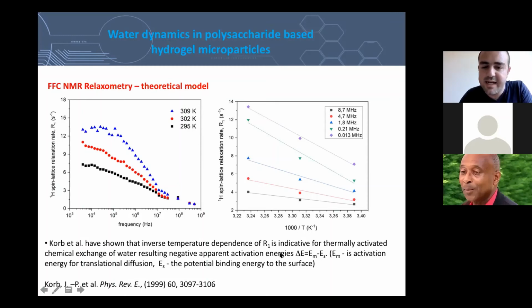And so these negative activation energies can be explained with this expression, where delta A is the AM minus the AS, and here the AM is the activation energy for translational diffusion, but we also have here the ES, which is higher than the first, and that is the potential binding energy to the surface.